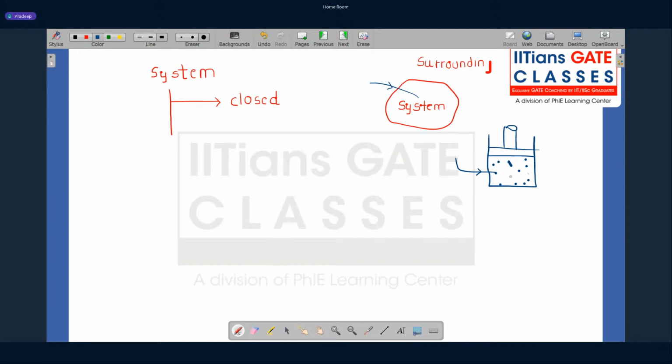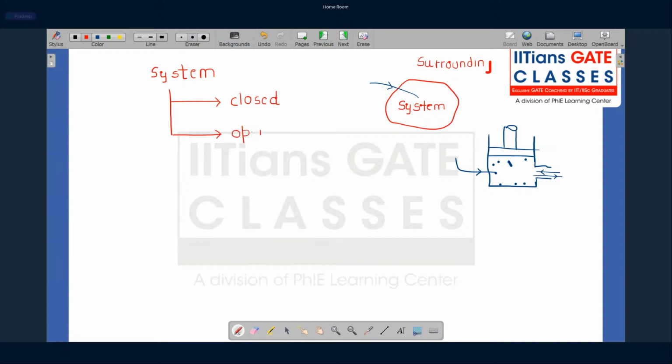Now, let's say you create a small opening here. Then what happens? If you create a small opening, now mass can enter into the system and mass can go outside the system also. So that kind of system is called an open system.